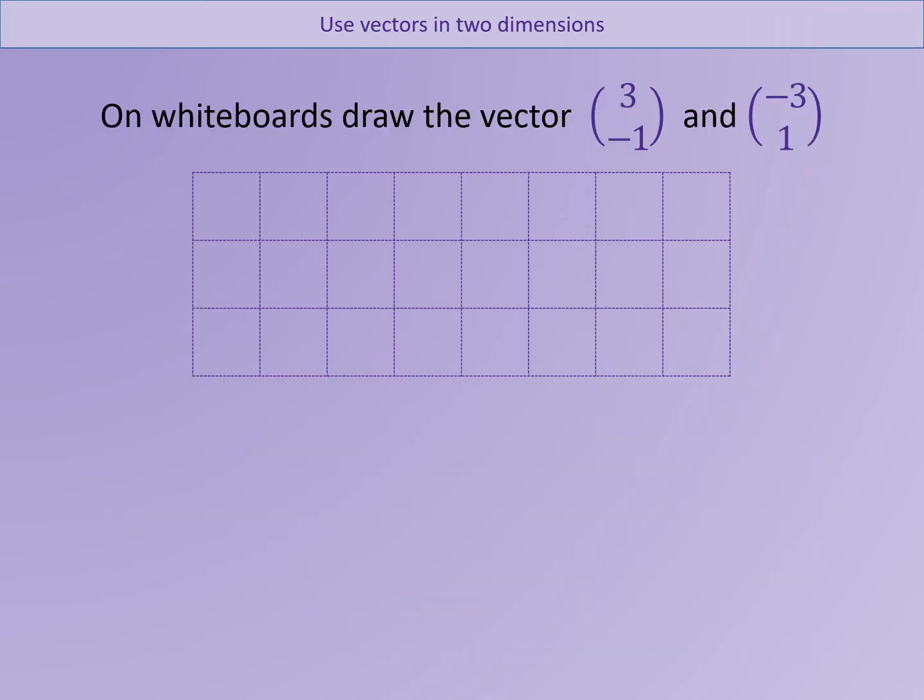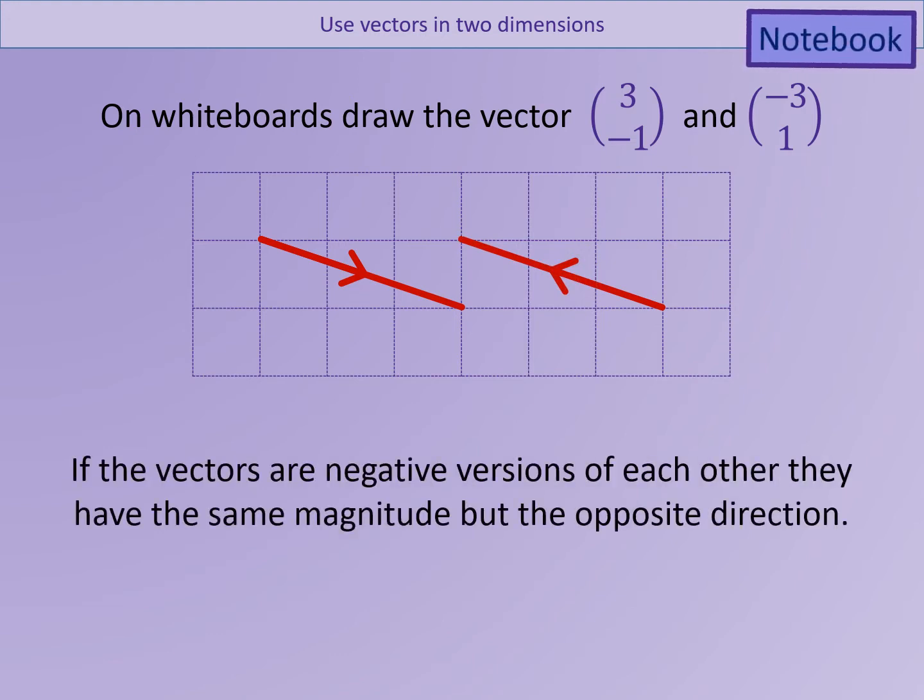Let's take a look at these two vectors. So we have (3, -1) and (-3, 1). This is the first vector, 3 across and 1 down. And the second vector, 3 across but to the left now and 1 up. These vectors have the same length, they have the same magnitude, but they're going in the opposite direction. So if we were to call this vector A, then the other vector would be -A.